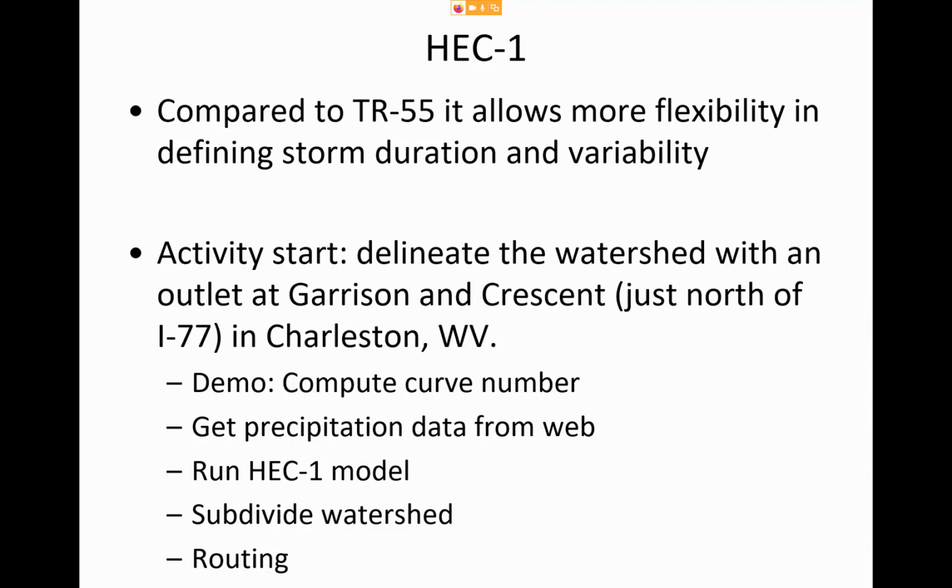So I'm going to pause from speaking. I'll pause the recording, and without me describing every step in that process, because I know you can do it, everybody successfully delineated the watershed in the exam. I'd like you to delineate the watershed that outlets at Garrison and Crescent, just north of I-77. And so place the outlet just on the north side of the interstate. Let's say, for instance, if we were interested to find out what was going to be the flow as it goes under the highway there.